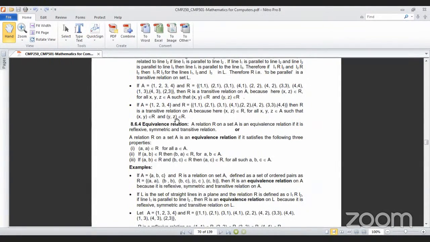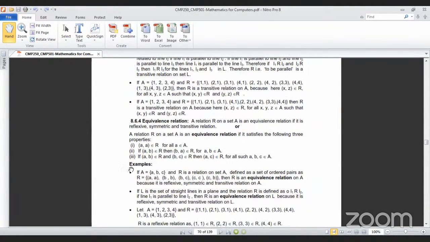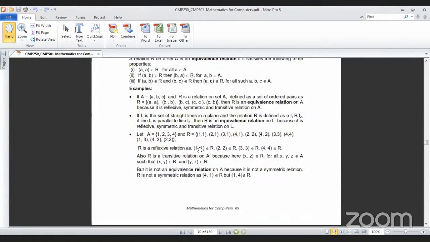And equivalence relation means all these three relations should be there. That is reflexive relation, symmetric relation, and transitive relation. All of these three are there. See, a relation R on a set A is an equivalence relation if it is reflexive, symmetric, and transitive.